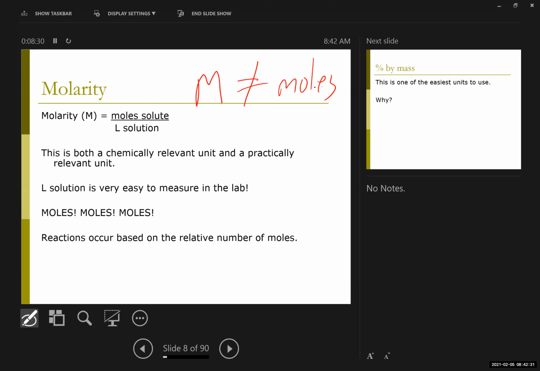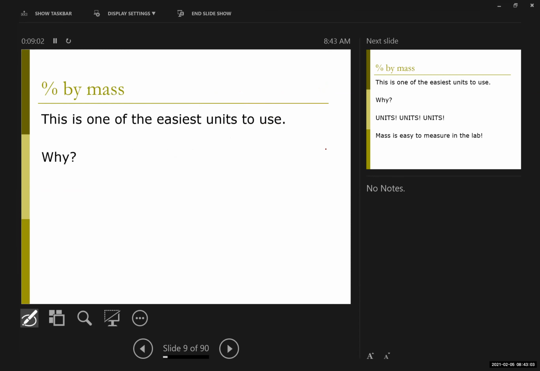It's a compound unit. It has both moles and liters in it always. It's a ratio between the moles of solute and the liters of solution. And so if I got a graduated cylinder and I know the molarity, I can easily figure out how many moles of stuff I have. And as we get ready to actually go back to doing chemical reactions, it's always the moles that matter.